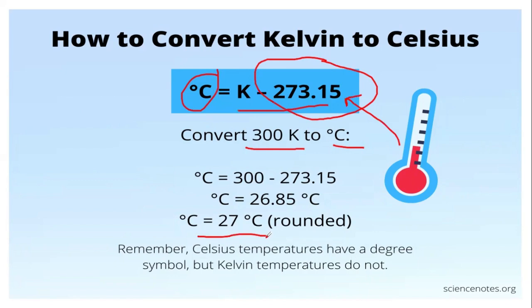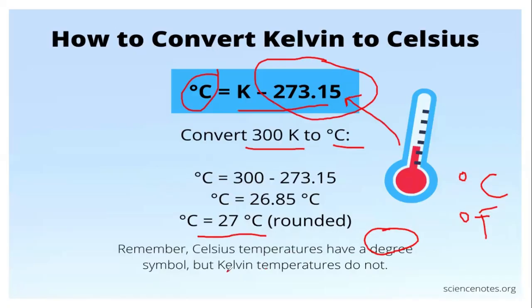A very important note to remember is that Celsius temperatures and Fahrenheit temperatures have a degree symbol. What do we mean by degree symbol? We mean that small zero there, like that. So degree Celsius or degree Fahrenheit, like that.